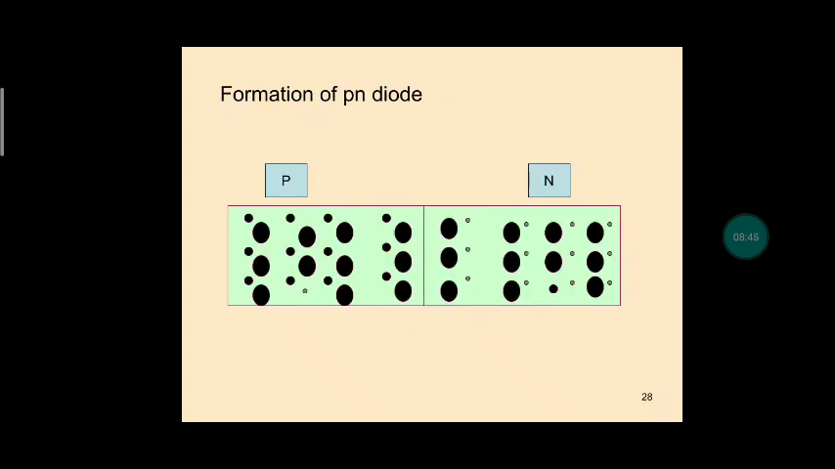So, formation of the p-n junction diode. A p-type material and an n-type material are combined together to form a diode called a p-n junction diode. It has two terminals, one positive terminal and one negative terminal. A p-n junction is a lightly doped diode, and one more thing, it is a unidirectional device. It allows current in only one direction.